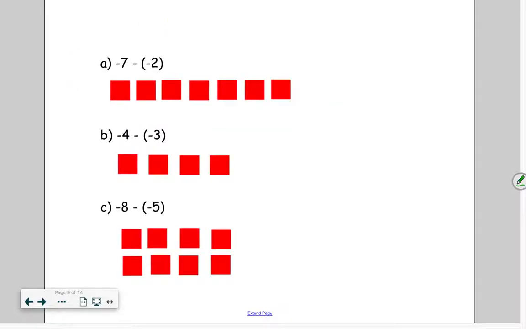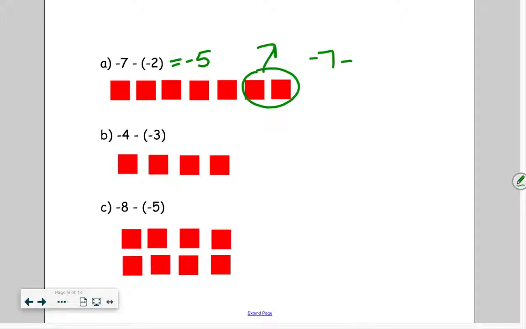Negative 7 minus the negative 2. So we have 7 reds. Subtraction sign says to take away 2 of them. Doesn't matter what 2 I take away. How many are left? A negative 5. I still have 5 reds left. Has everybody drawn that in their notes?